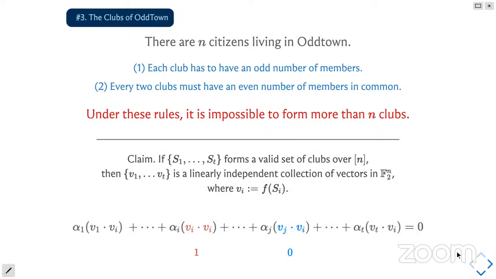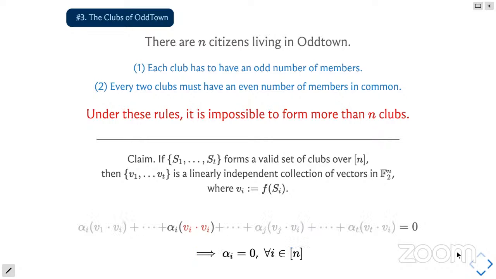But of course, by the rules of Oddtown, we know that the sizes of the sets are odd. So the size of Si mod 2 is 1, and the intersections are even. So the parity of Si intersection Sj is 0. And that's pretty much it. So the only surviving term is alpha i. That's what you have on the left-hand side, and on the right-hand side, we have 0. And that's just in time.